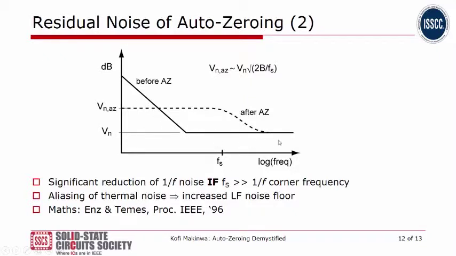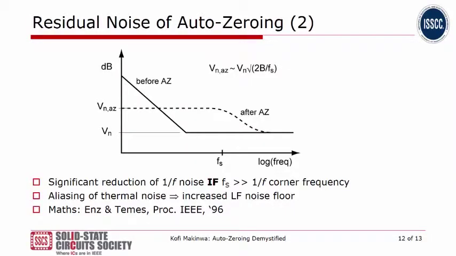And after you apply auto-zeroing, what you will see is that the 1/f noise has been reduced or cancelled if the sampling frequency is high enough. The 1/f noise will have been cancelled, but you will still have a higher residual noise floor at low frequencies. And this is very characteristic of the behavior of an auto-zeroed amplifier. And if you are the mathematical type, I recommend you have a look at the classic paper of Enz and Temes, which gives you all the mathematical gory details.